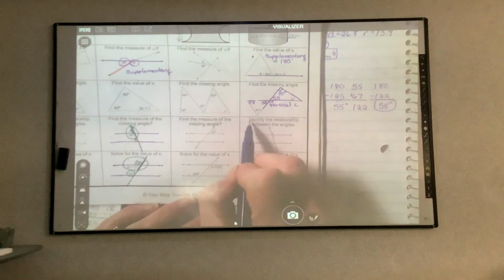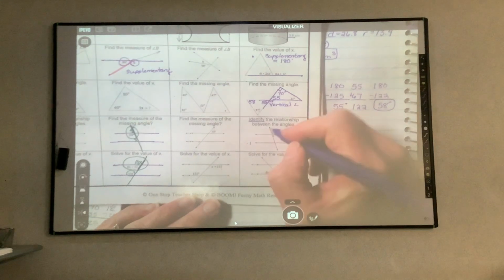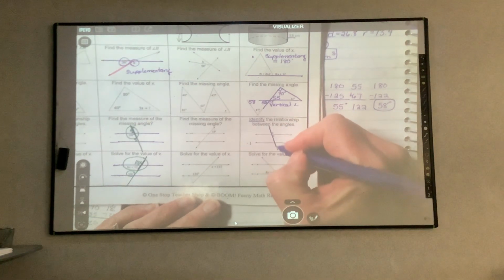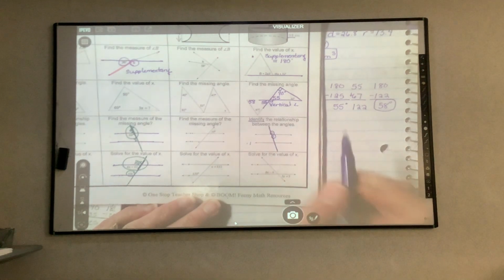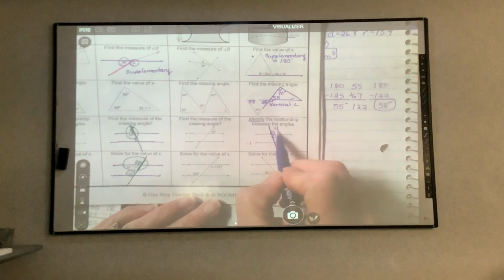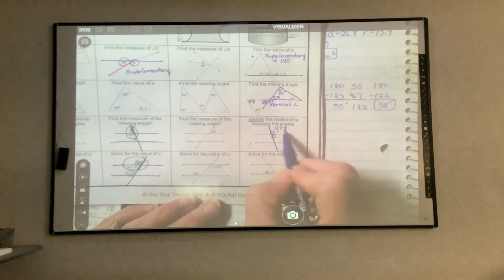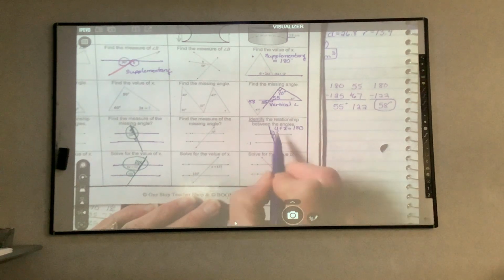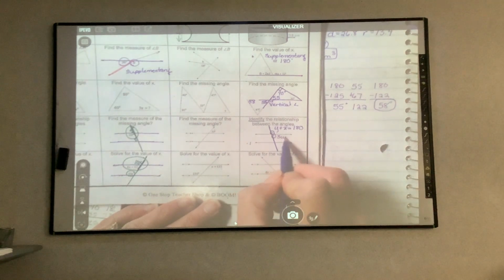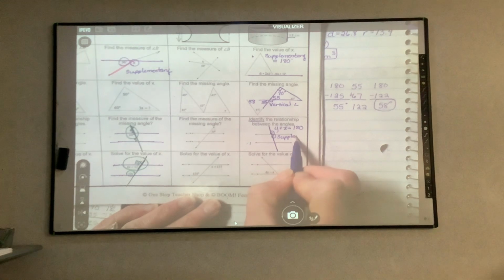I need to identify the relationship between the angles. So they're on a straight line. This angle plus this angle equals what? So y plus x equals 180 degrees. So these are supplementary.